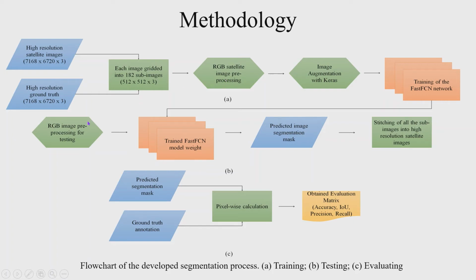Then for the testing part, the 30 high-resolution images were pre-processed and then fed into the Fast-FCN trained model. This model gave the corresponding prediction. After receiving the predicted annotations, they were stitched back together in the original place to recreate the high-resolution satellite images. Now these predicted annotations and ground truths are used to calculate, pixel-wise, the values of evaluation metrics, that is, accuracy, IOU, precision, and recall.